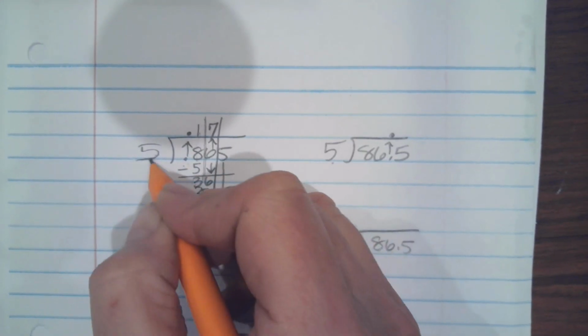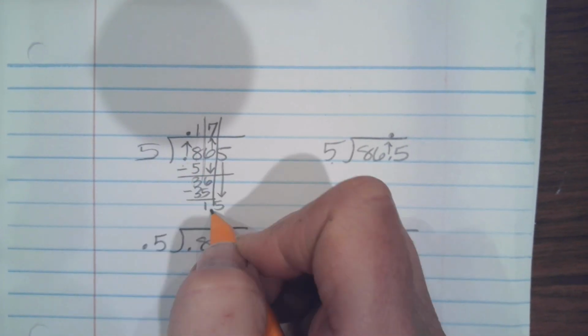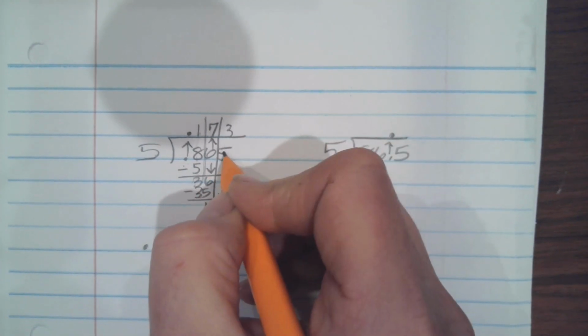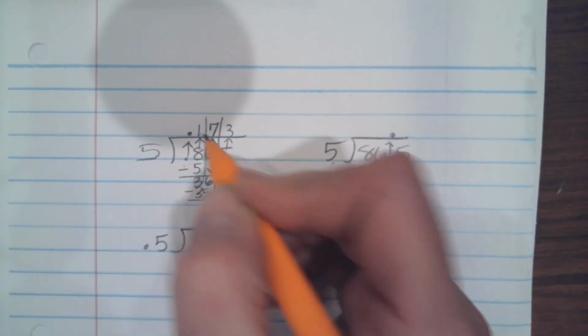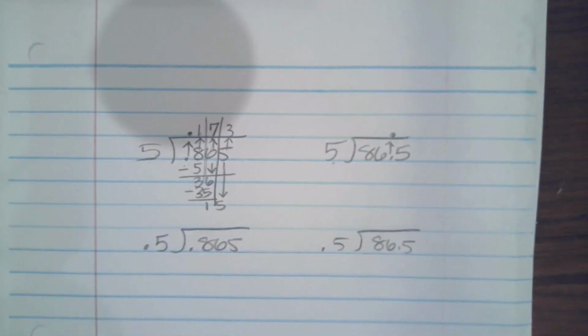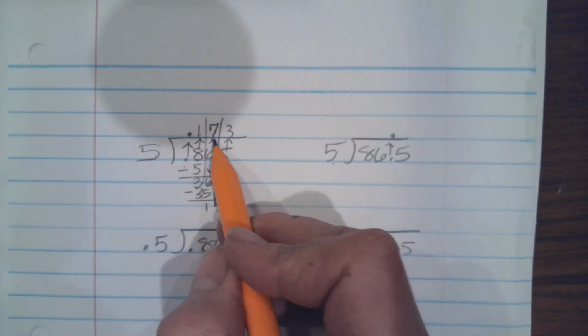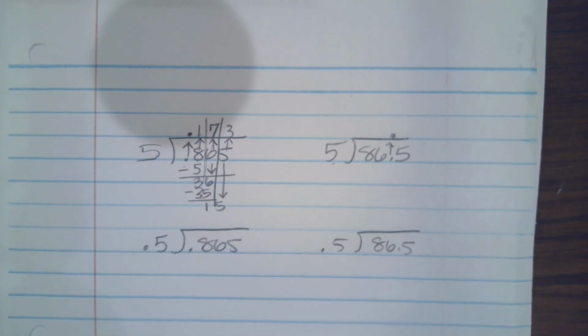And our final answer of 3, because 5 goes into 15 3 times, goes right above the 5. This goes right above the 8. And this goes right above the 6. So the answer is 0.173. Does that make sense? Yes.